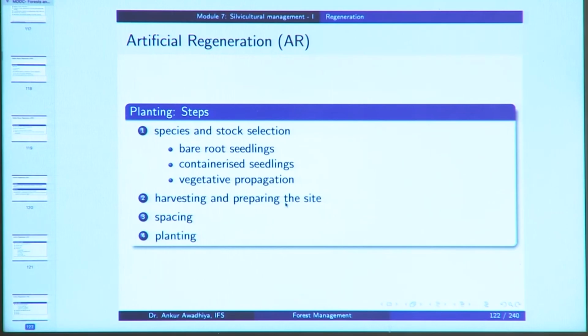If you are doing artificial regeneration through planting, first of all you do a species and stock selection, and your stock can be in the form of bare root seedlings, containerized seedlings, or vegetative propagation. Then you do harvesting and preparing the site, choose a spacing, and with that spacing you dig pits, and then in those pits you do the planting operation.